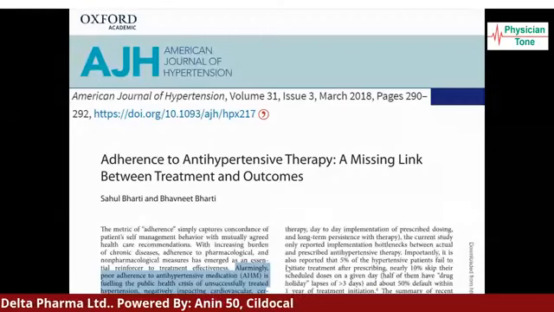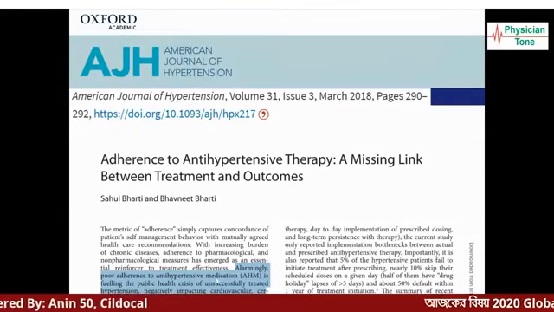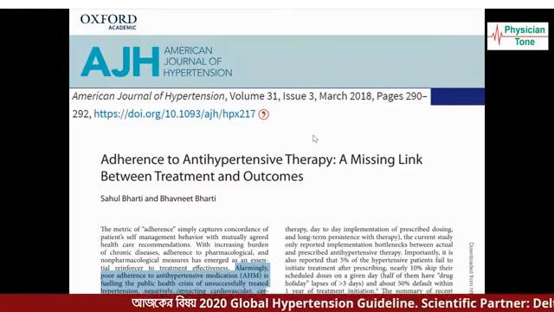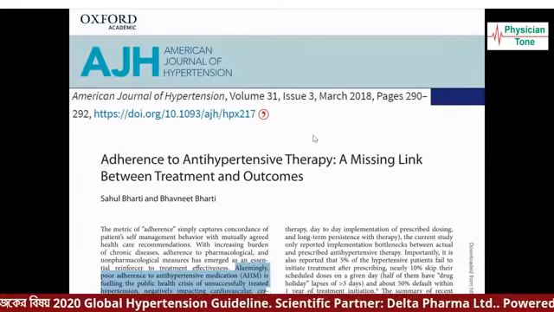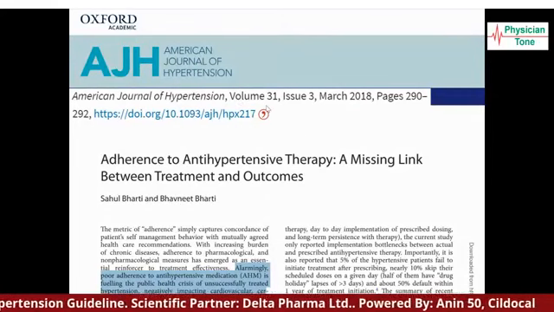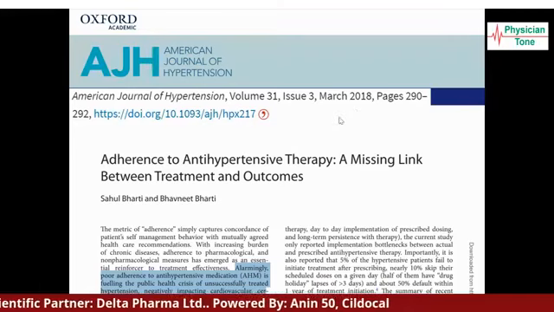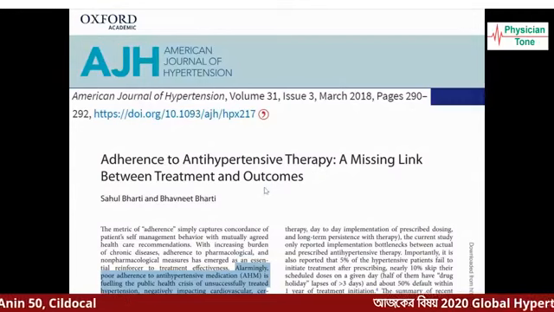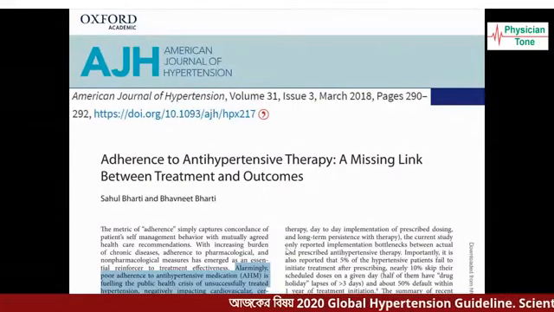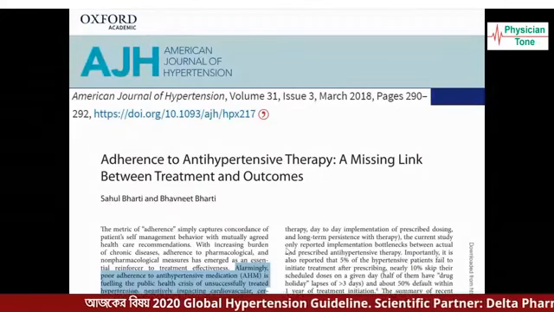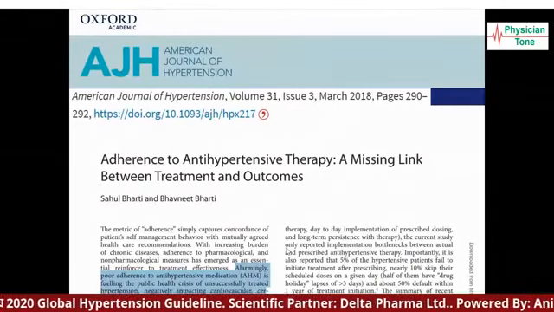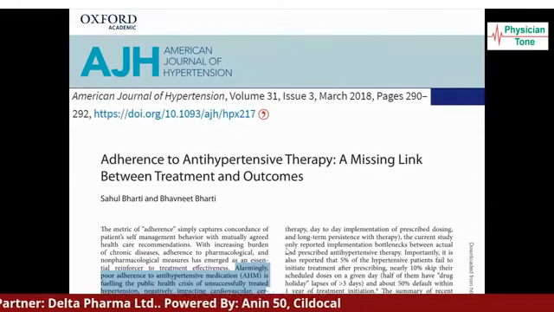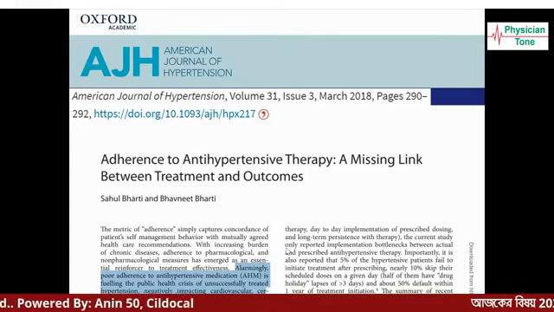If we look for some data regarding poor control of hypertension and less adherence to antihypertensive treatment, this journal was published in March 2018: Adherence to Antihypertensive Therapy, a missing link between treatment and outcomes. They mentioned that, alarmingly, poor adherence to antihypertensive medication is fueling the public health crisis of unsuccessfully treated hypertension, negatively impacting cardiovascular, cerebrovascular, and renal outcomes.